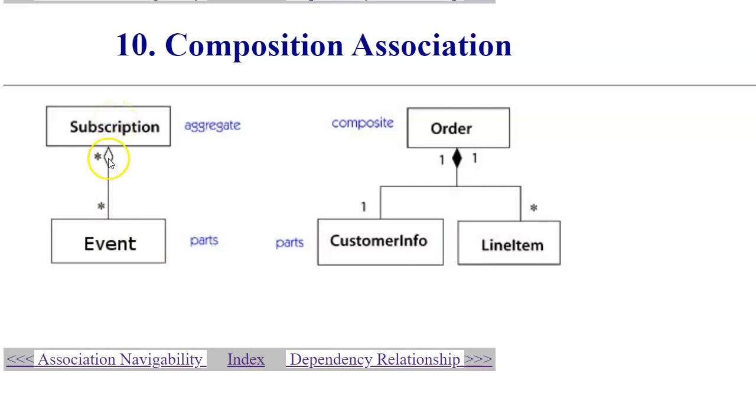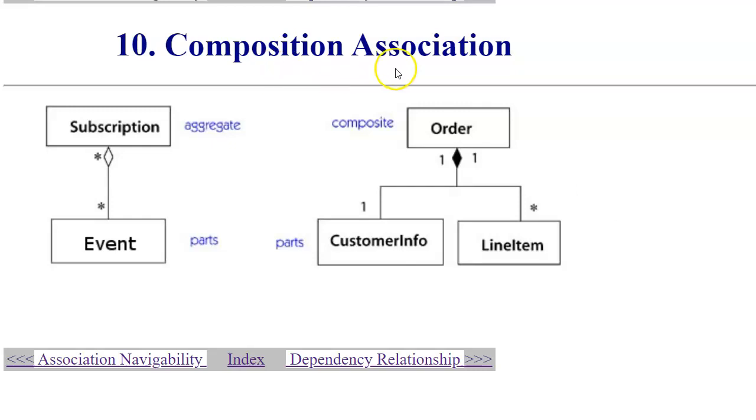However, the aggregation association, which is indicated by this empty rhombus, tells us that the timing of creation of two of these objects can be quite different. We can create an event and then later on create a subscription, or vice versa. But at some point we're going to establish this association and start using the subscription the way it's intended.